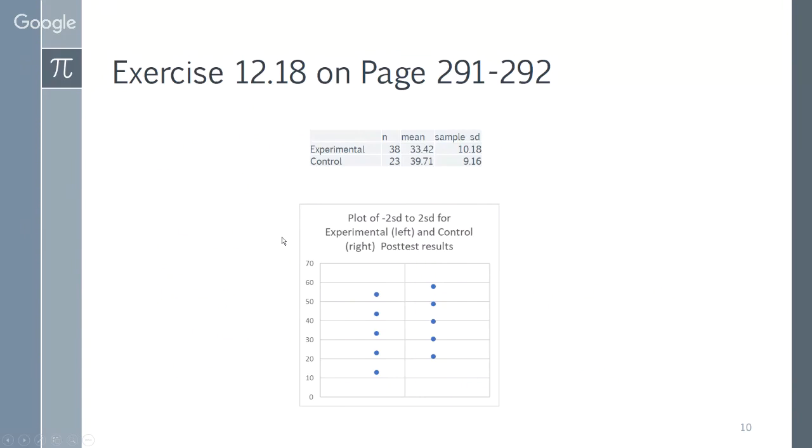They did this treatment to the experimental group, these anxiety relieving exercises, and then administered an anxiety test. Lower scores are better. There were 38 people in the experimental group. Their mean post-test score, or the anxiety score after they've done dialysis and received these anxiety treatments, was 33.42. The sample standard deviation for that group was 10.18. For the control group who did not receive these anxiety relieving techniques, there were 23 people, and their mean anxiety score on this test was 39.71 with a standard deviation of 9.16.